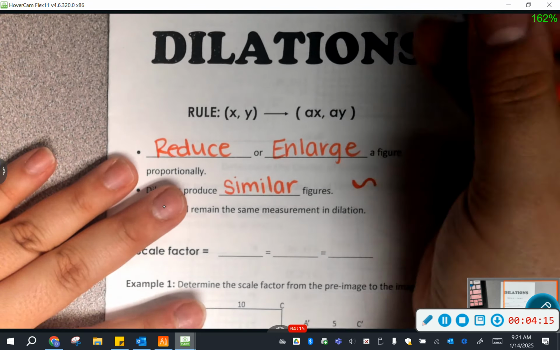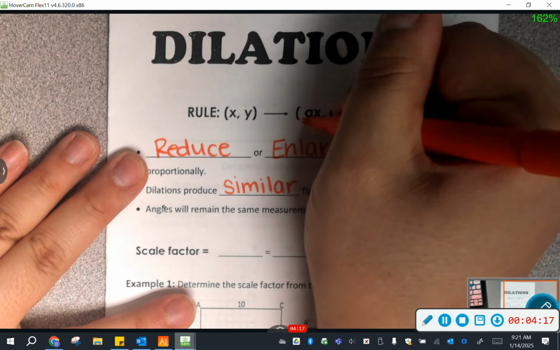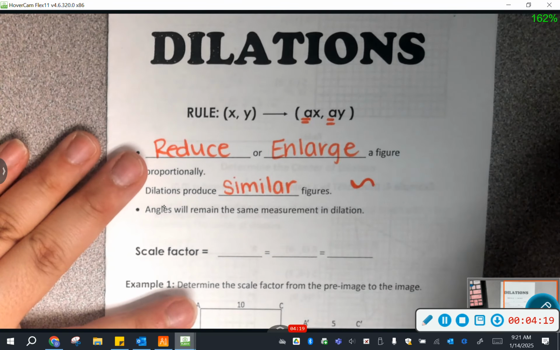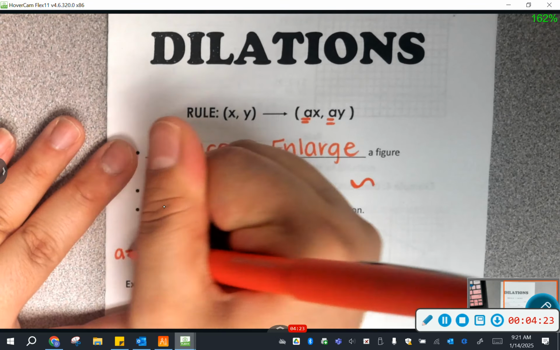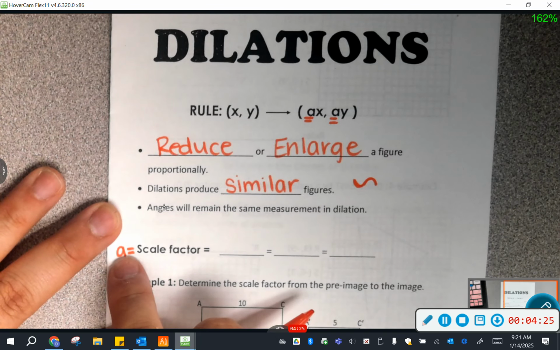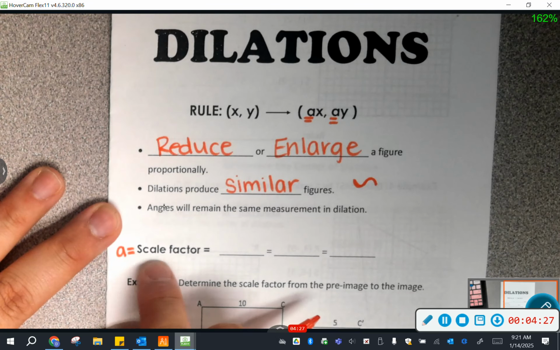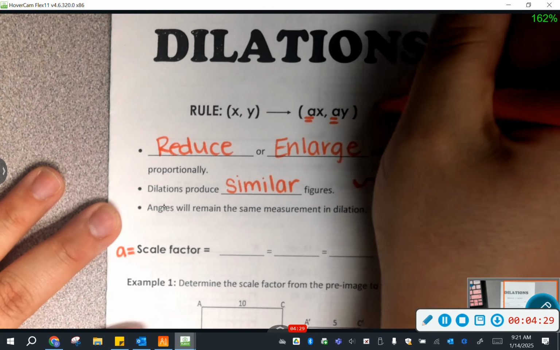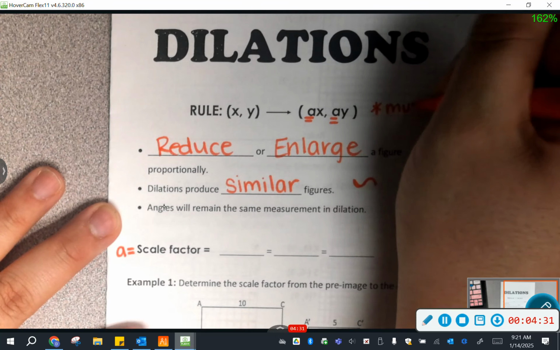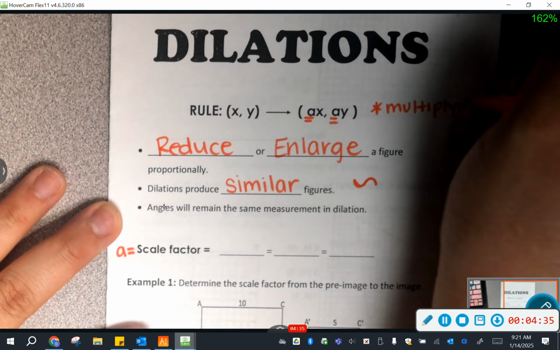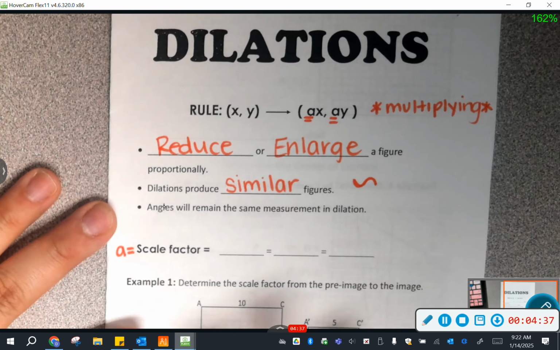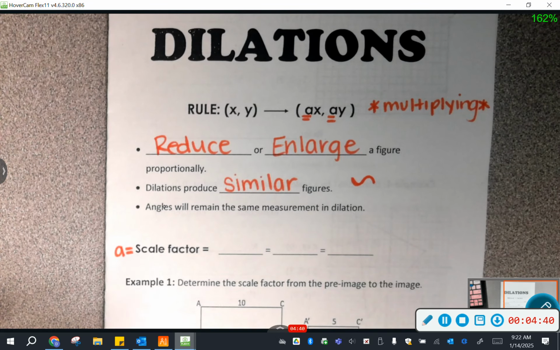Now my rule. Do you see how both of these have an A out front? Your A is your scale factor. So can everybody write A equals right here? And we are always going to be multiplying. We are not going to be adding or subtracting with dilations. We are always going to be multiplying.